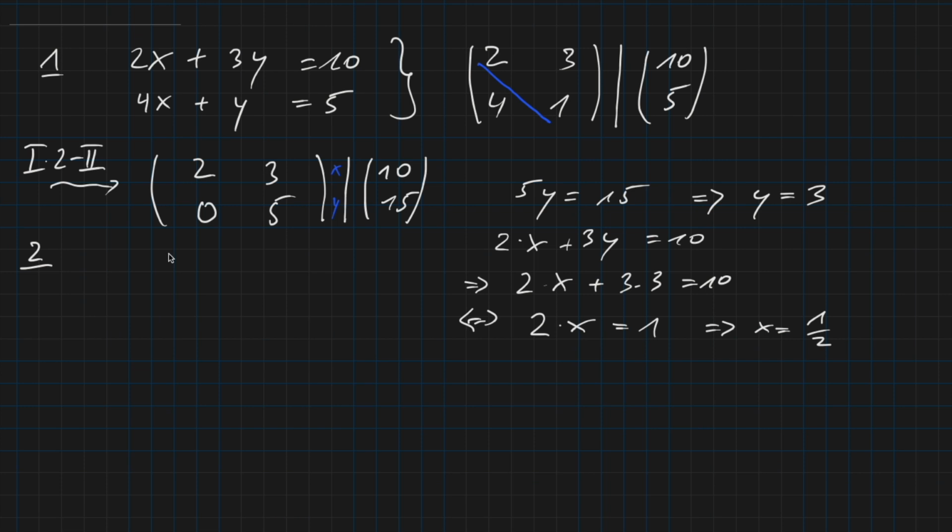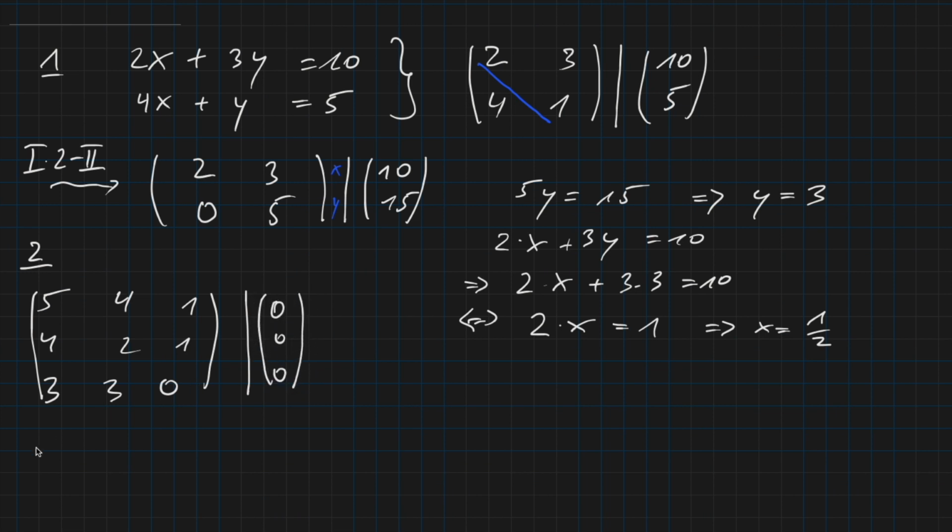So for the second example, I will write it as a matrix from the beginning, and then we have 5, 4, 1, 4, 2, 1, 3, 3, 0. And on the right hand side we have 0, 0, 0. So again, our goal is to have a triangular form where these are all zeros.